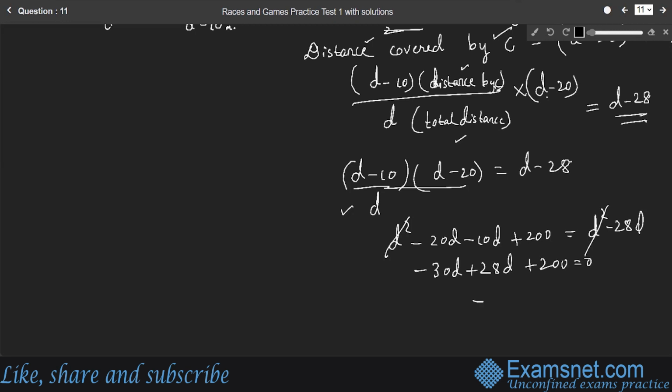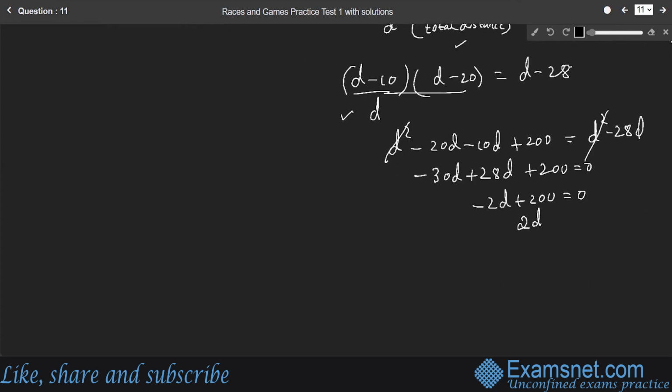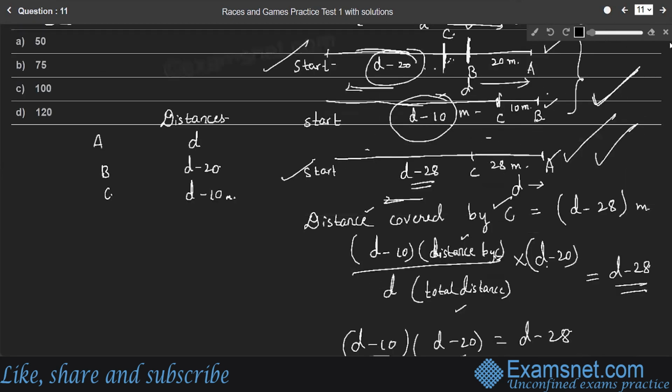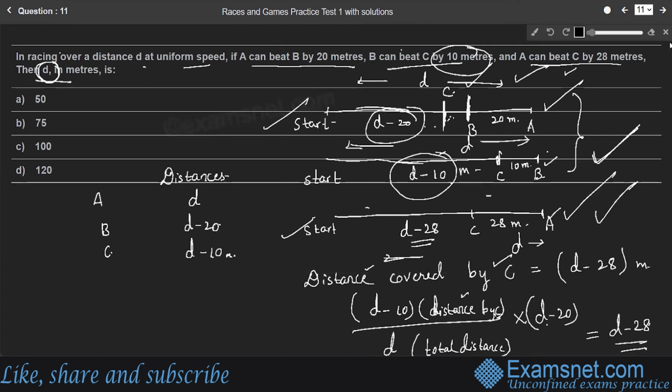So we have −2d + 200 is equal to 0, or you can say 2d is equal to 200. Therefore, d is equal to 200 by 2, which is 100 meters, right? So d is nothing but the distance of the track, right? So here d in meters is 100 meters. Option C is the right answer.